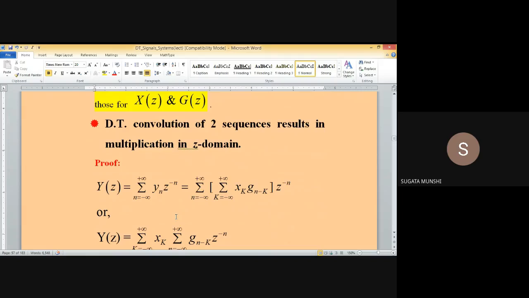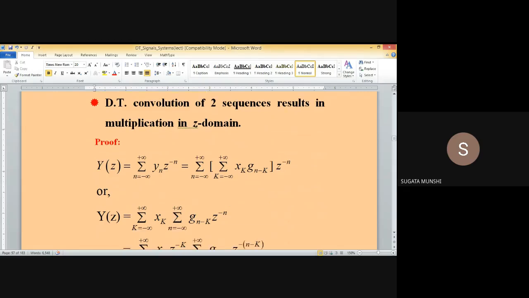Now in the proof, I have started from the basic expression for the z transform of y[n]. So this is the expression. And in this case, y[n] is the convolution of x[n] with g[n]. So y[n] has been substituted by the convolution sum expression. This one within brackets is the convolution sum expression representing y[n]. I rearrange the terms, say x[k] has been brought to the left. I just interchange the order of summation: k equal to minus infinity to plus infinity x[k] times that summation.